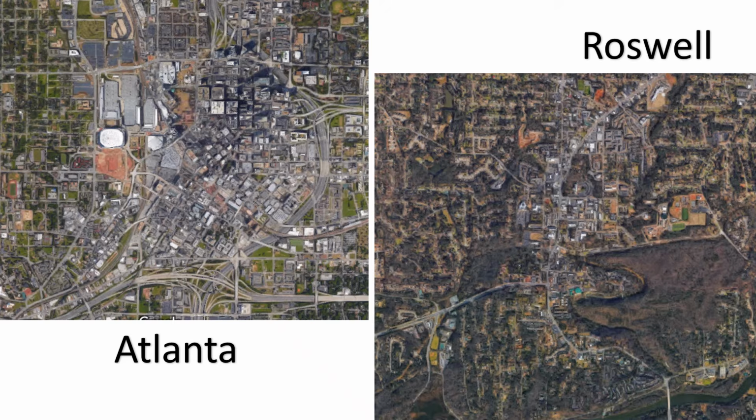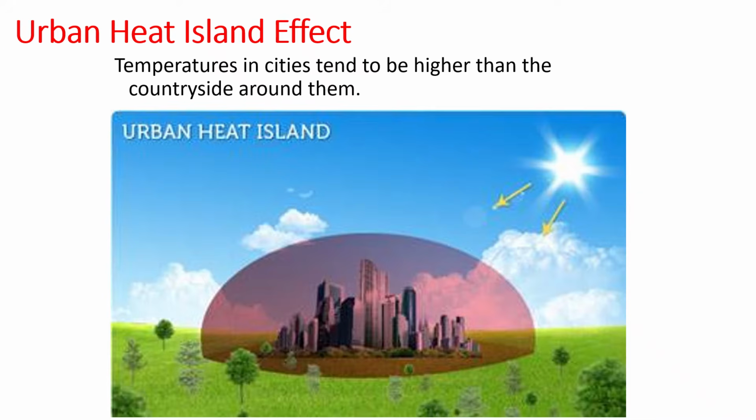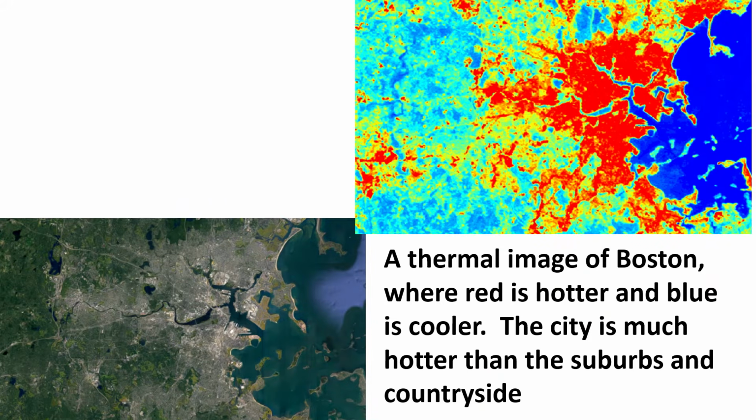So a lot more sunlight that hits Roswell is being soaked up by plants used for photosynthesis and therefore cannot be used to raise the temperature. This is what's known as the urban heat island effect, and it's a very simple concept. It's the idea that temperatures in cities tend to be higher than the countryside around them because of the lack of trees. You can see this in some thermal imaging maps.